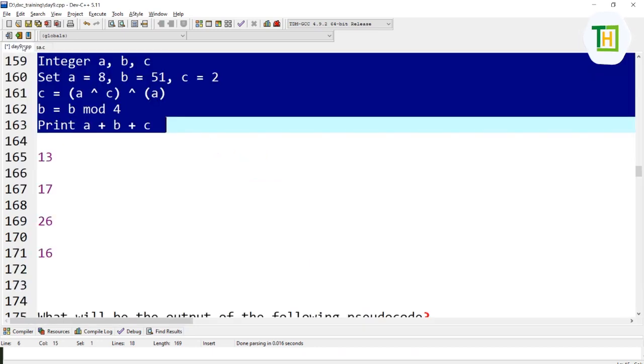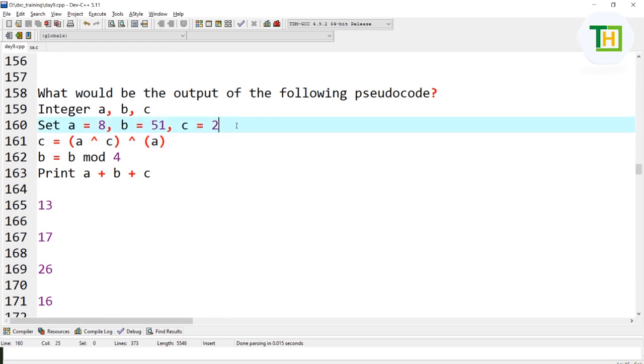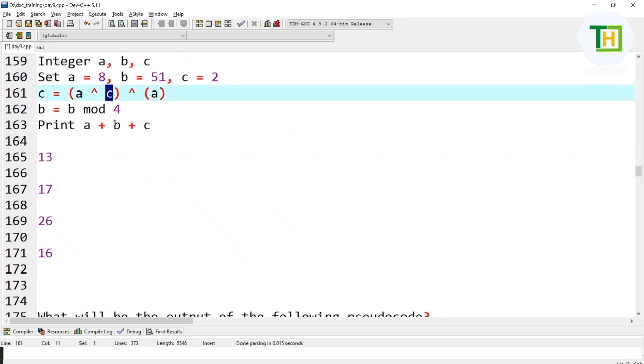I just missed something. Here I was thinking that it is going to be B. No, it is going to be C, right? That means 2 plus 8 minus 8. That means 8 is going to be removed here and it becomes a 2 only. The answer is 13. I was thinking that here it is B.